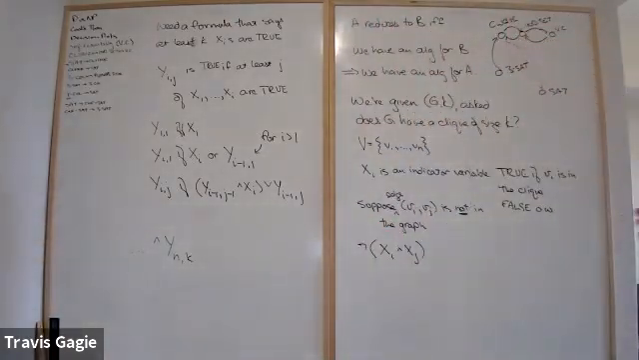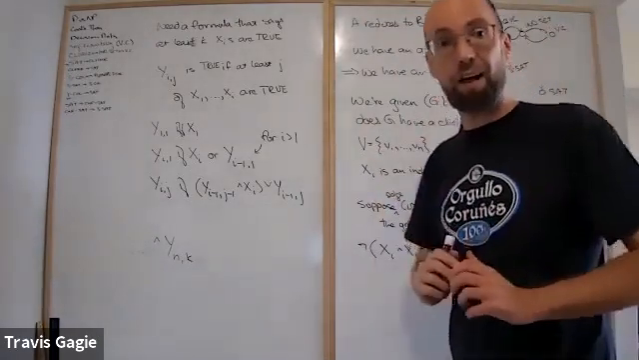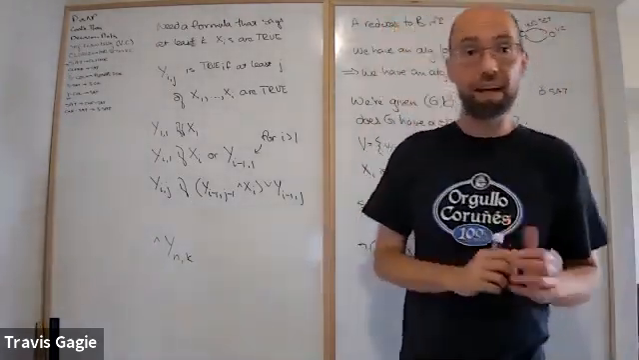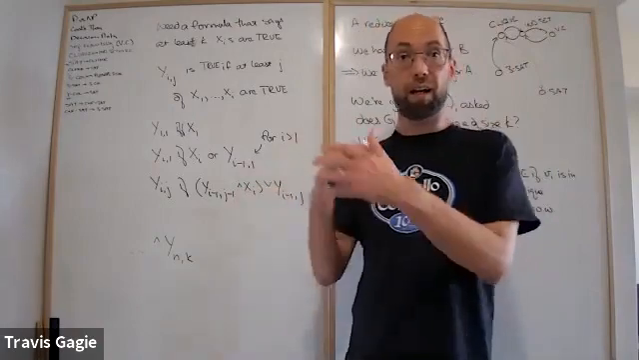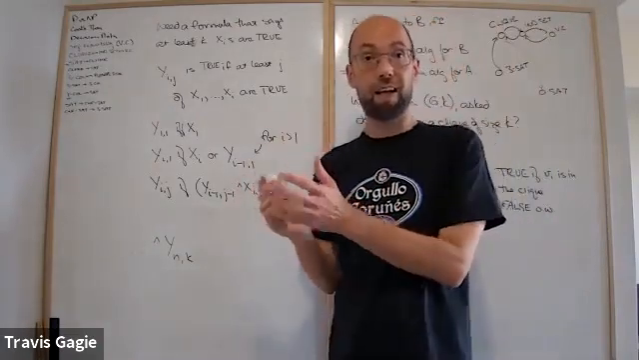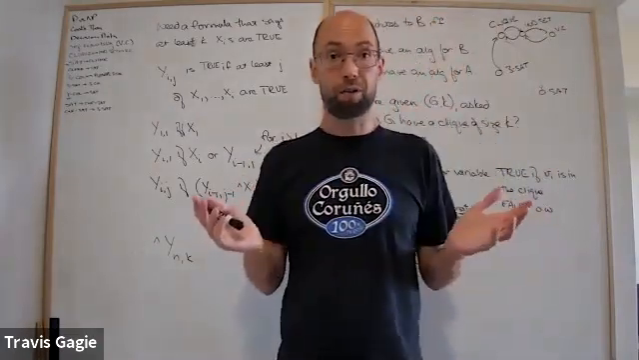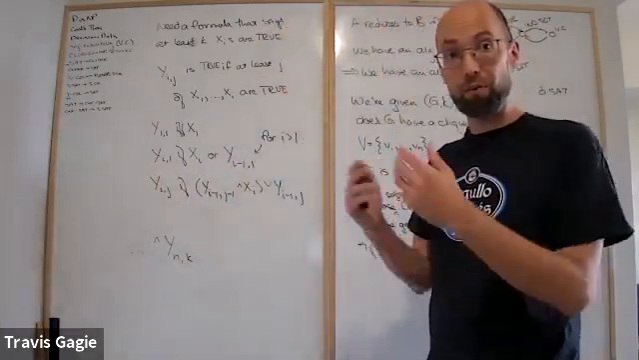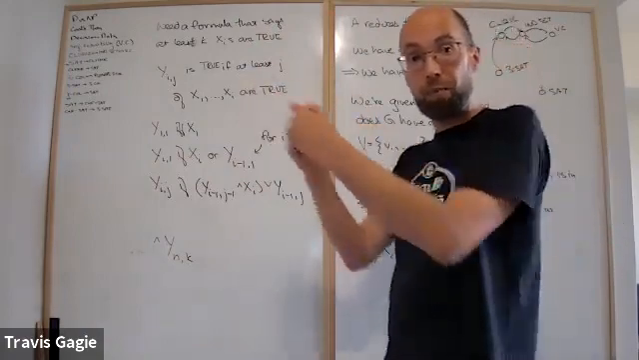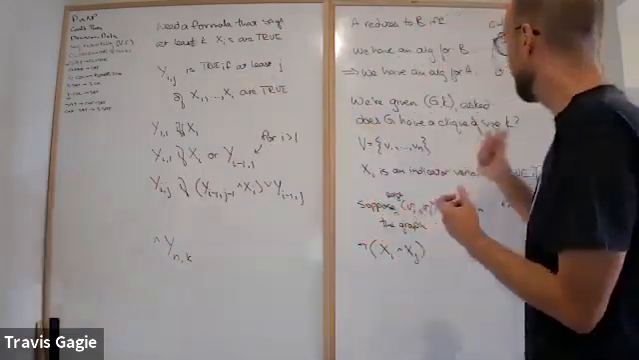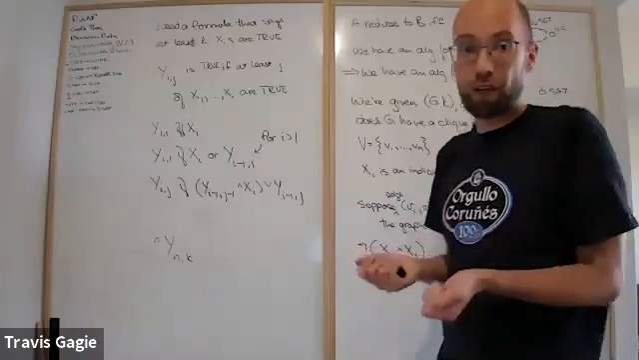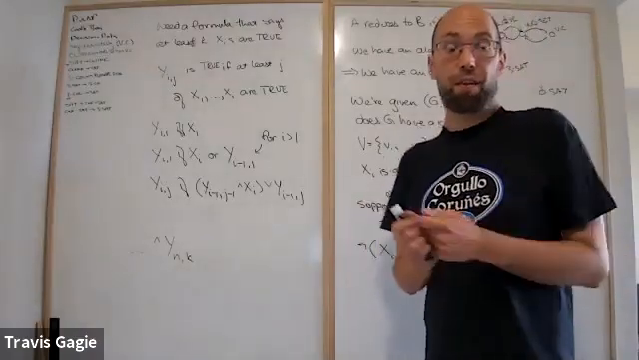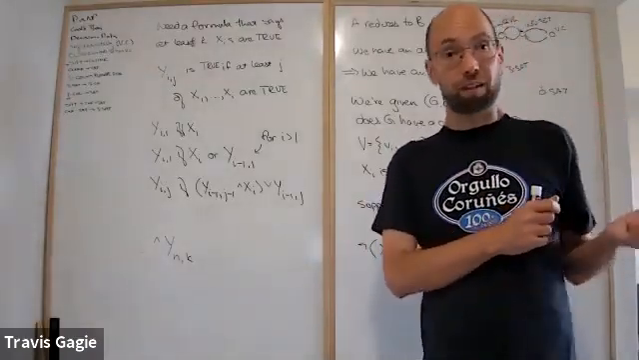We can reduce clique to SAT. If somebody gives us a graph G and an integer K and asks, is there a clique of size K? We don't know how to solve that in polynomial time, but in polynomial time we can turn it into a Boolean formula such that the formula is satisfiable if and only if the graph has a clique of size K.